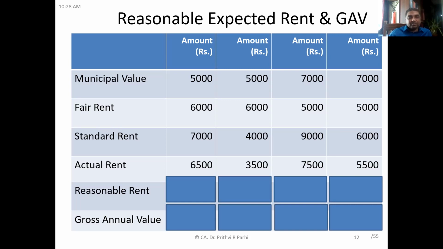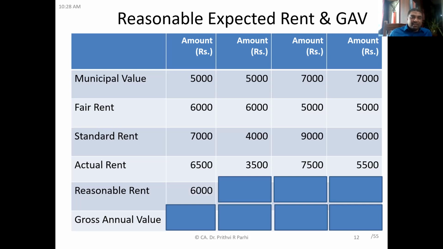Now tell me, what is reasonable rent here? 6,500. Okay. Reasonable rent is municipal rent or fair rent, whichever is higher. How much is fair rent? 6,000. 6,000 is higher. Is it exceeding standard rent? No, sir. It is not exceeding. So what is your reasonable rent? 6,000.